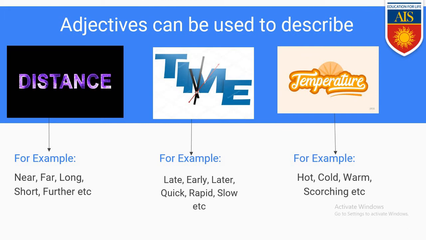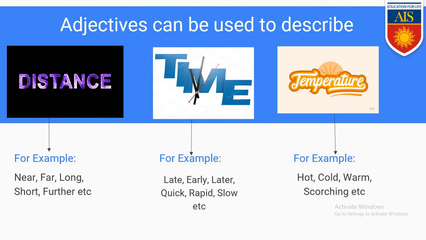To know the time of the noun, at what time will that noun arrive? Is it late, early, later, quick, rapid, slow? So any time. To know about the time of a noun, we use these adjectives. To know the temperature of a noun, we also use adjectives. What is the temperature? Is it hot? Is it cold? Is it warm or scorching heat? Whatever it is, we use adjectives to understand that.